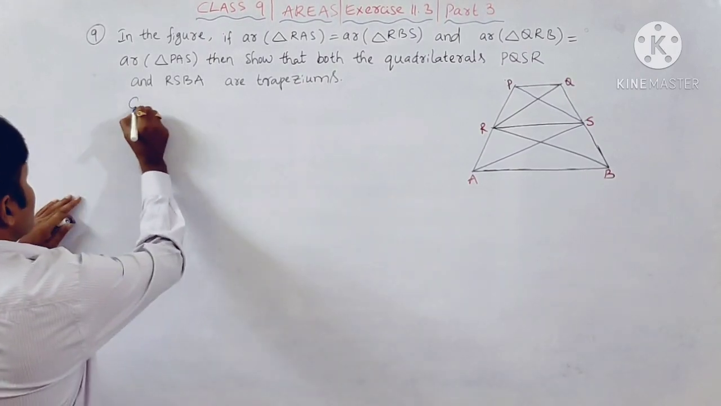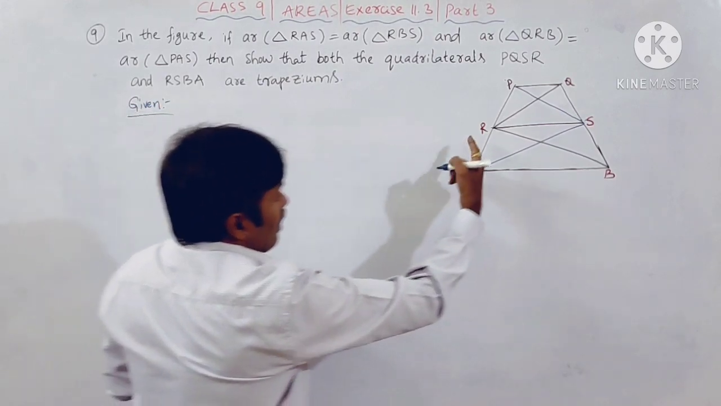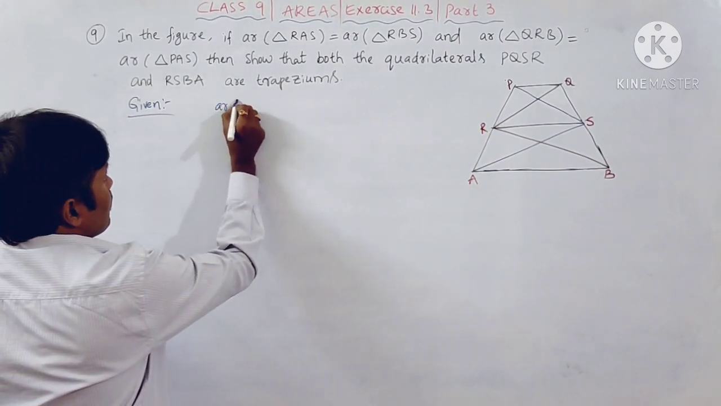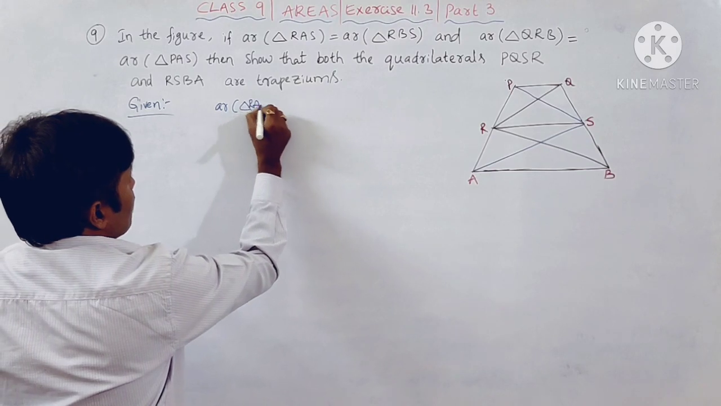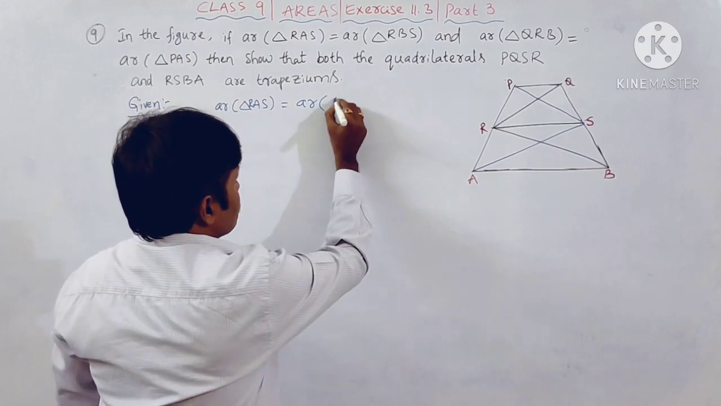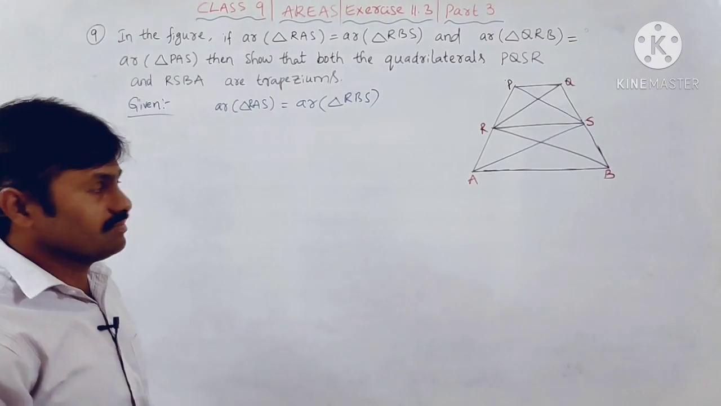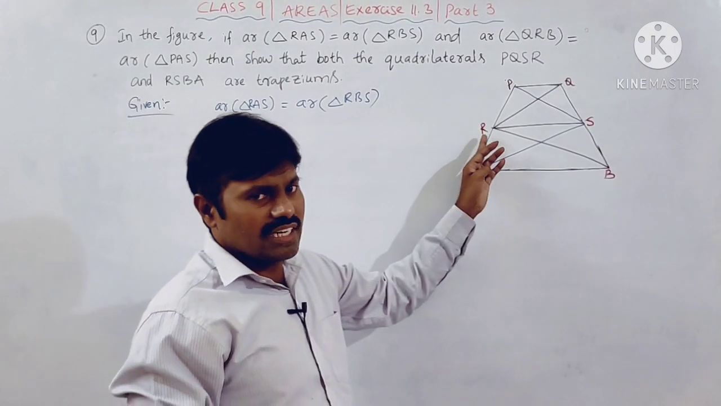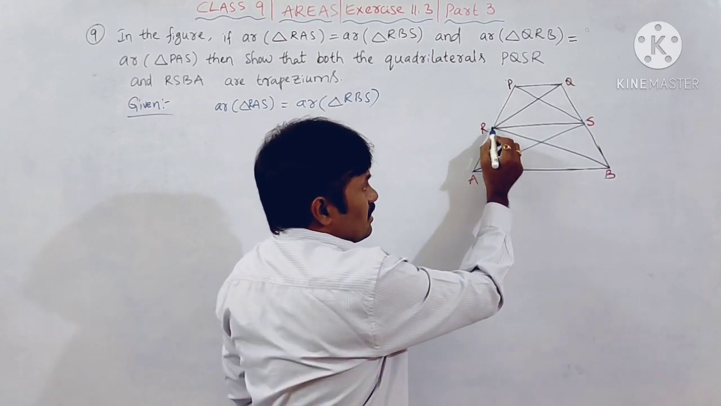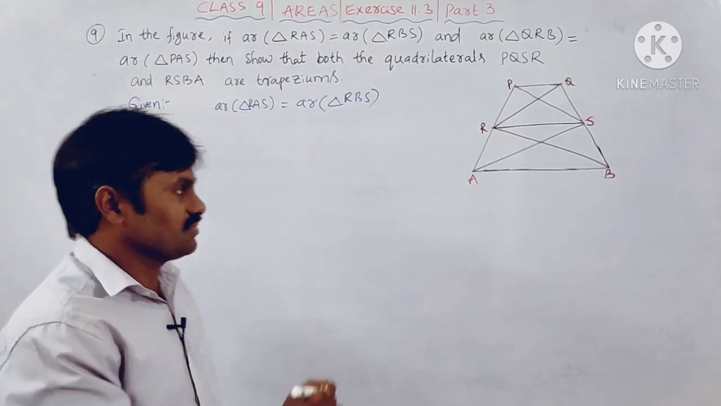First of all, what is given in this question? They are given that RAS and RBS are equal in area. So area of triangle RAS is equal to area of triangle RBS. And if you observe these two triangles RAS and RBS, from the figure we can observe that RS is the common base for these two triangles, isn't it?